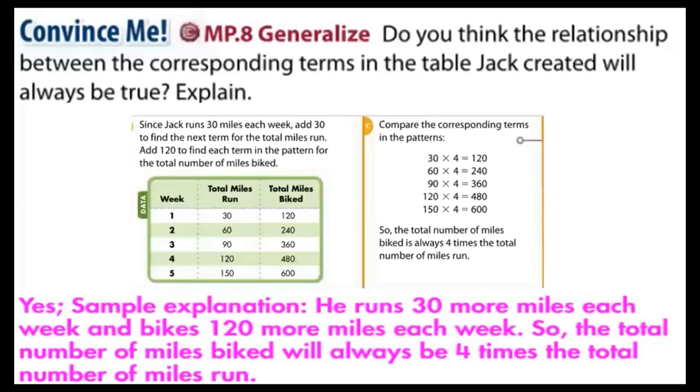The relationship here always will be true. Why? Because he runs 30 more miles each week and bikes 120 more miles each week also. So the total number of miles he biked will always be 4 times the total number of miles he ran. Okay, my dear? Copy the answer and be ready for the next page, 821, independent practice.